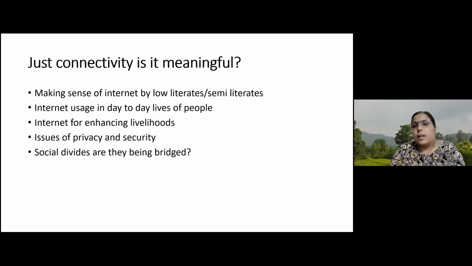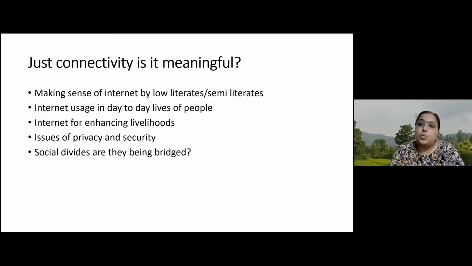What is very much needed is internet usage in the day-to-day lives of people. People really want to make use of the internet in their day-to-day lives. And internet for enhancing livelihoods is certainly one of the major concerns of the people in these rural areas.